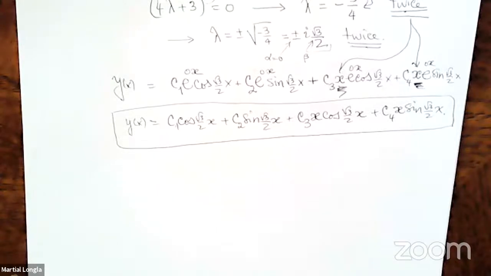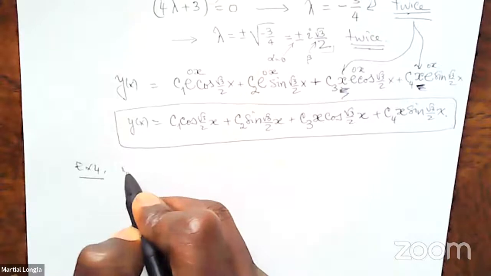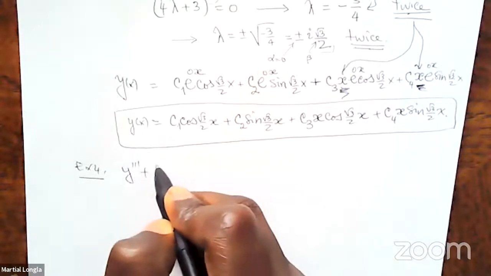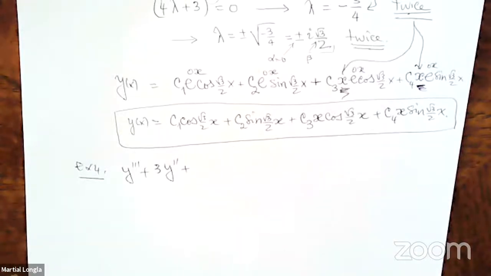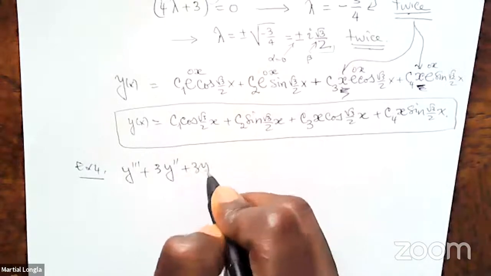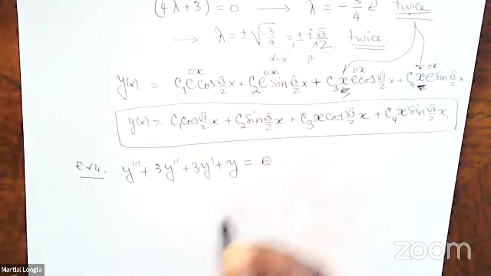Now let me put another problem of the kind that I like the most. Third derivative. That's example 4. Third derivative plus 3 times the second derivative plus 3 times the derivative plus y equals 0. It's always equal to 0 in this class as of now.